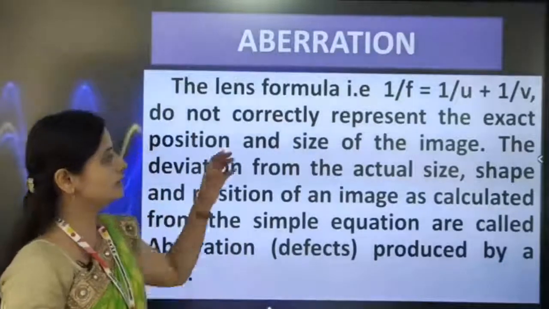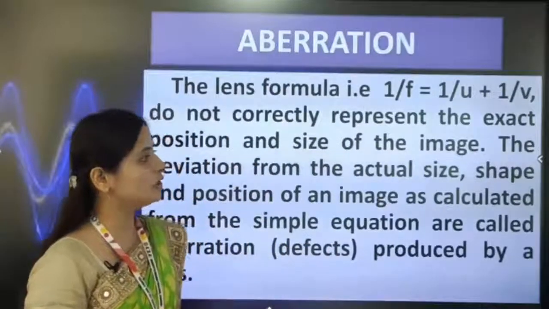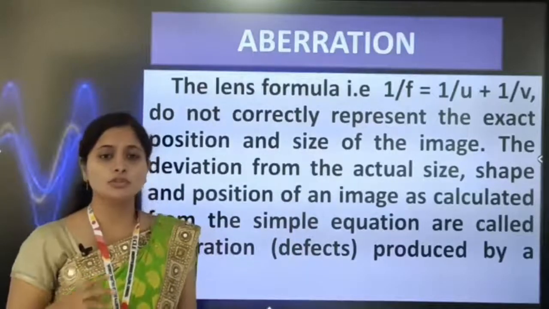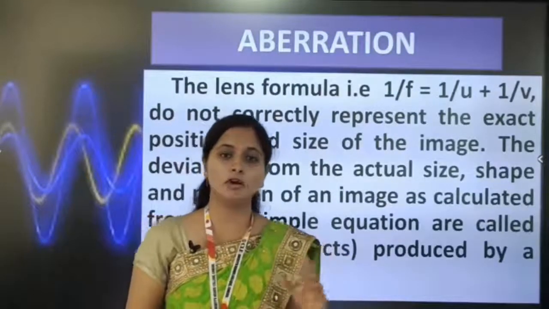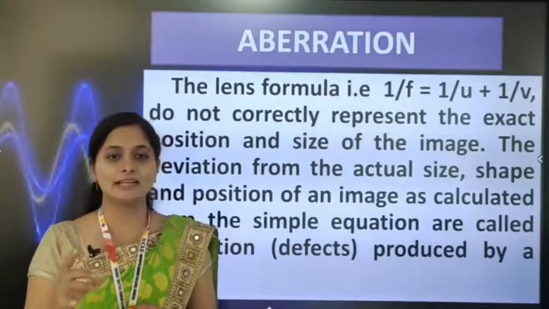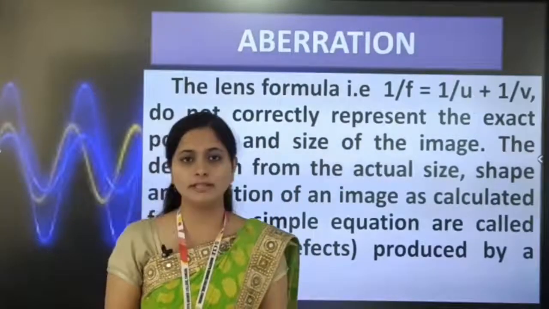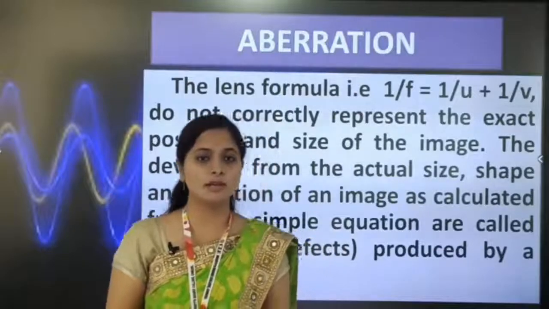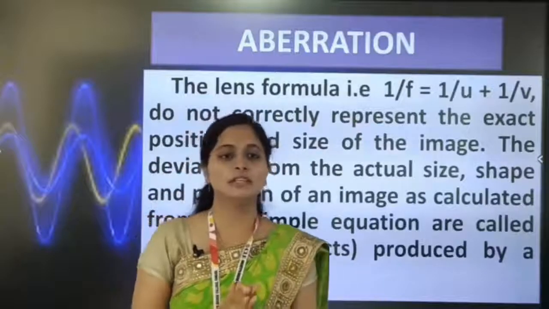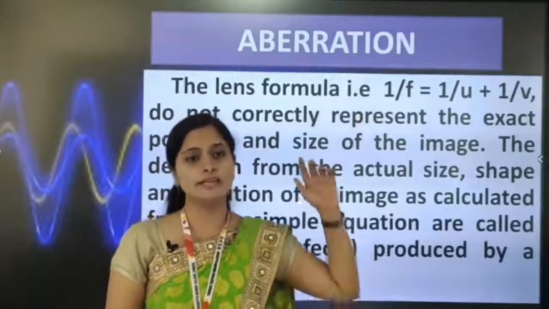See here, first they give the lens formula. Already we know the lens formula: 1 by f equals 1 by u plus 1 by v. Why are we using the lens formula in optics? We are using it to find the exact position and the size of the image formed by the lens. So we are using the lens formula. Got it? So in aberration, what happens?